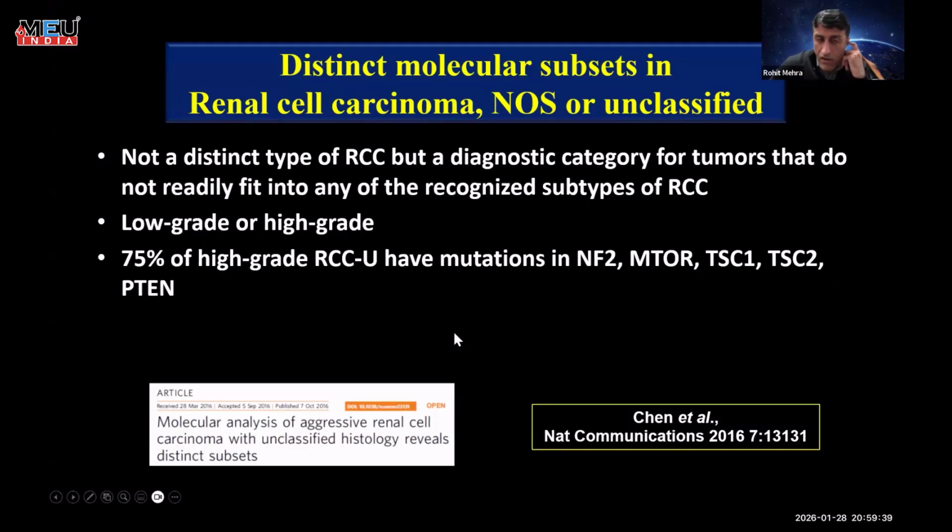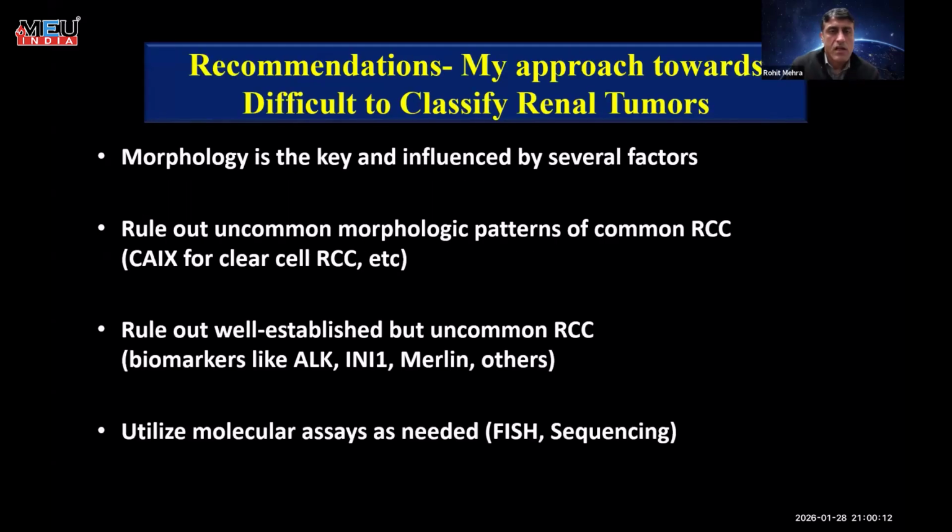And what we have learned from Dr. Jingbei Chen's work at MSKCC is that when renal tumors are correctly placed in the RCC NOS or unclassified category, actually these tumors tend to group together and they are enriched for aberrations in the NF2 or mTOR TSC pathway. So I think it is important to remember to place renal tumors correctly, even within the unclassified or NOS space, because there can be distinct management implications for these high-grade carcinomas. This is my approach towards difficult to classify renal tumors.